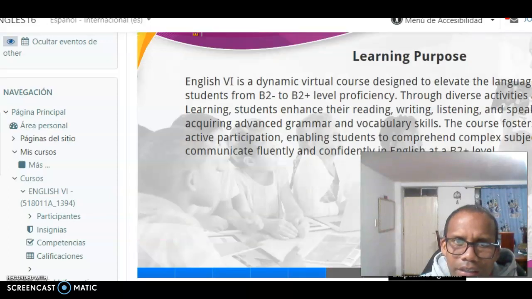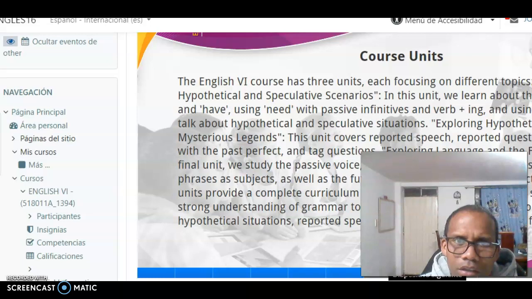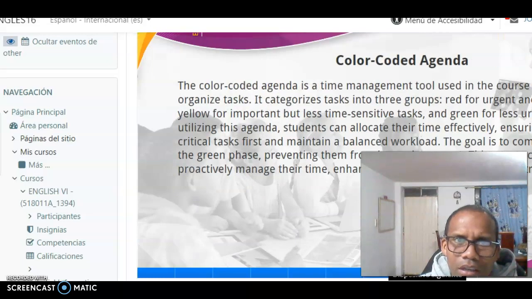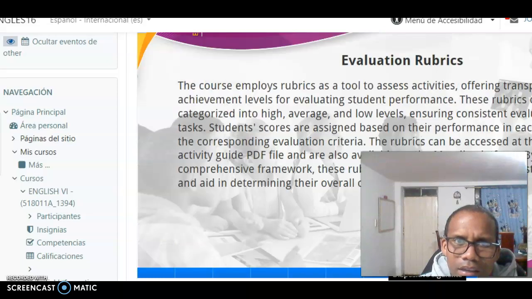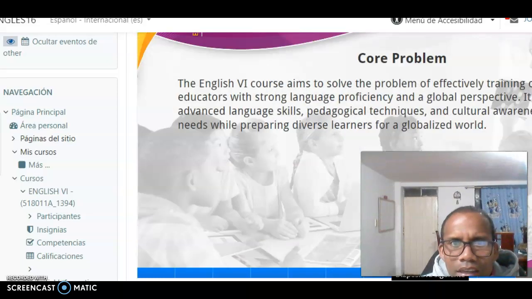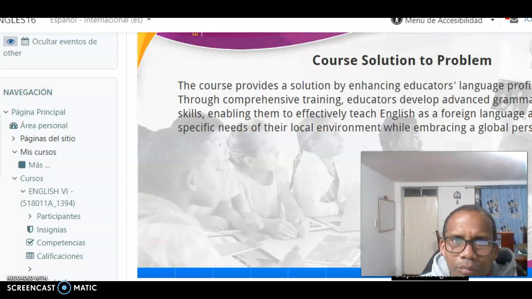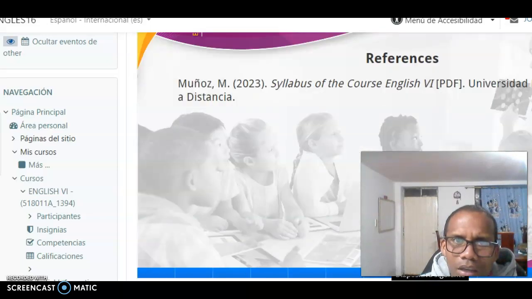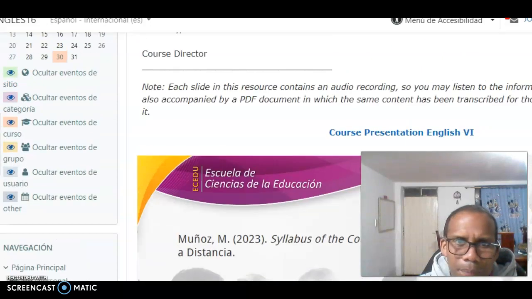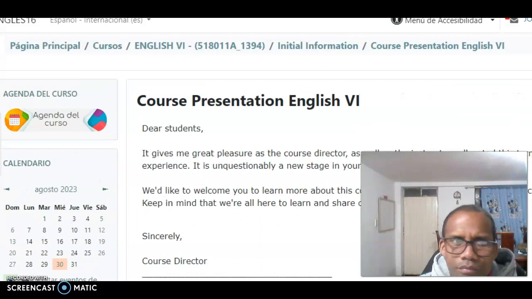Okay, learning purpose. English 6. Course units. The color-coded agenda. Agenda. Activity guides. Evaluation rubrics. Core problem. The core solution to problem. Invitation. References. Muñoz, this is the 2023 syllabus of the course English 6, PDF. Universidad Nacional Abierta y a Distancia.